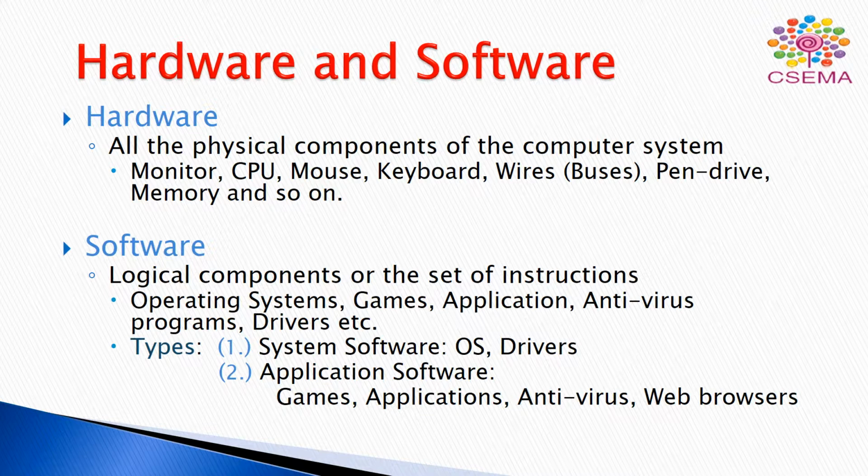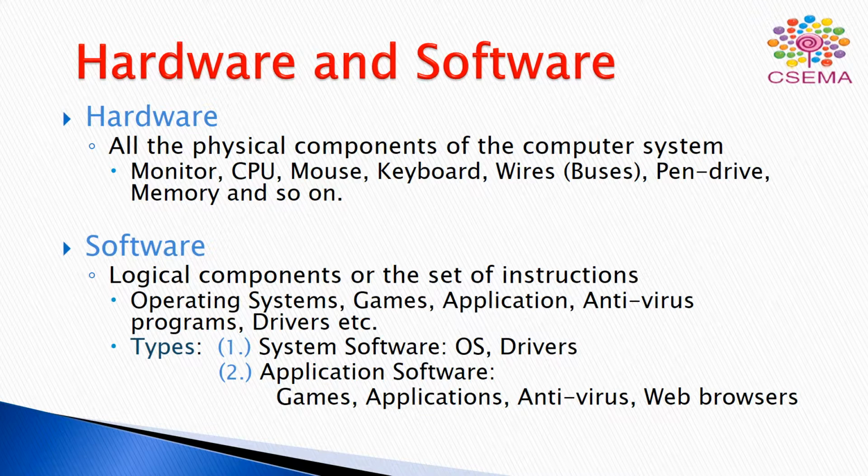Hardware can be defined as all the physical components like the monitor, CPU, keyboard, wires, or all other things that we can see that form a computer system. Software is the logical component, the set of instructions that perform special or specific operations in the computer. Sometimes software is also called a program, designed to perform specific operations on the computer.